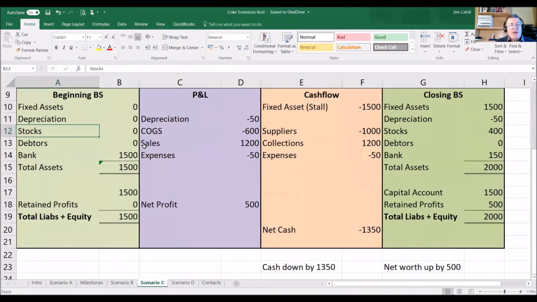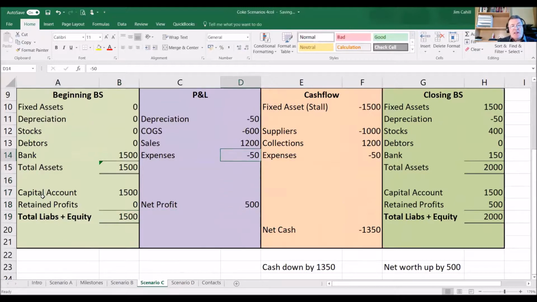So let's look at her balance sheet. Christine starts off with 1,500 in the bank and nothing else. And again, capital account. Christine starts off, the business owes her back the 1,500 that she puts in, so the business owes back the 1,500. And at the start, she's done nothing, so she has no profits.